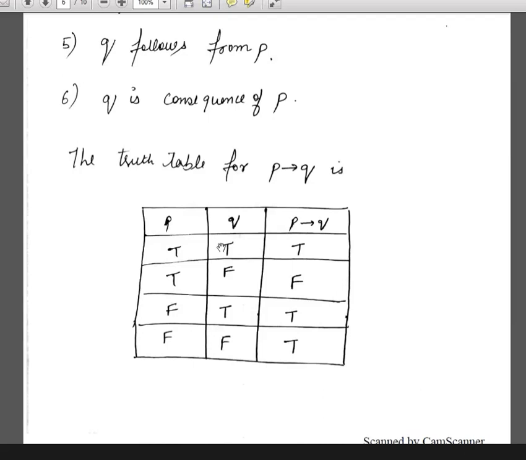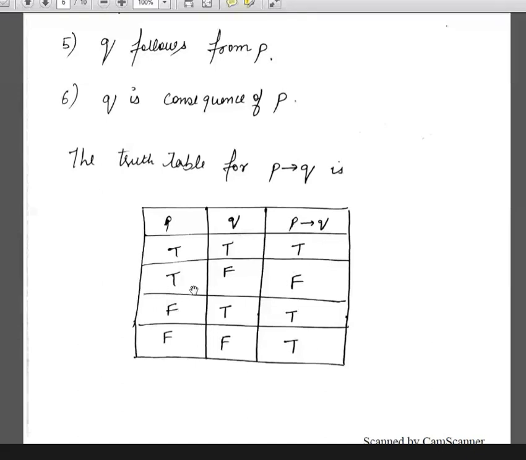Now look at the table. This is the main part. First, what is the main symbol? P conditional Q. The meaning is if P then Q. So the final is Q. No matter what P is, if P is true and Q is false, the answer is false.